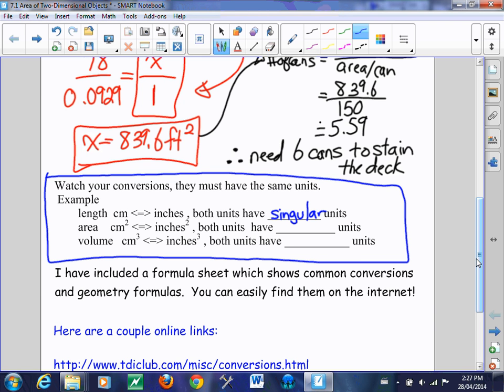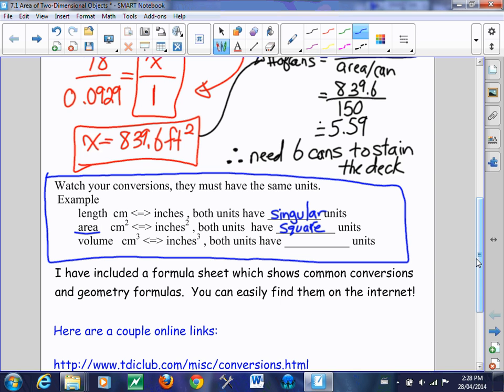Okay, if you're going through area, an example would be centimeters squared to inches squared, both have to be what's called the square units. And the rate is different because this is actually a squared conversion compared to a singular conversion. So you've got to look differently. So you would look in the area section for that one.